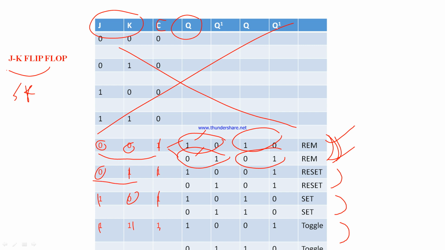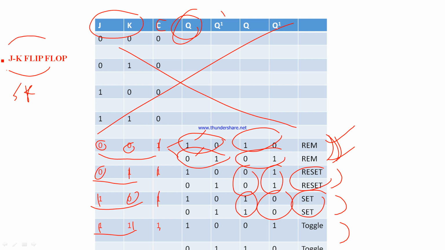And if we consider 0, 1, it's our reset state. That is, Q becomes 0. If Q becomes 0, Q dash will be 1. And 1, 0 will become our set state. Q will become 1, and Q dash will become 0. And the last state, 1, 1, was supposed to be invalid, but now with a JK flip-flop, it will no longer be invalid. It will be the reverse. 1, 0 will become 0, 1, and 0, 1 will become 1, 0.